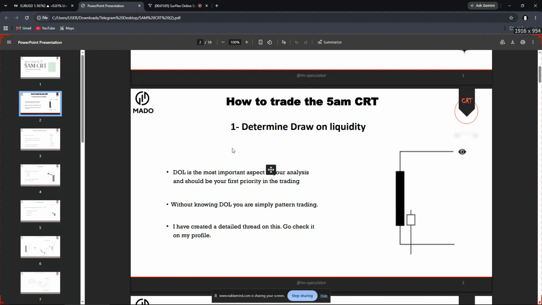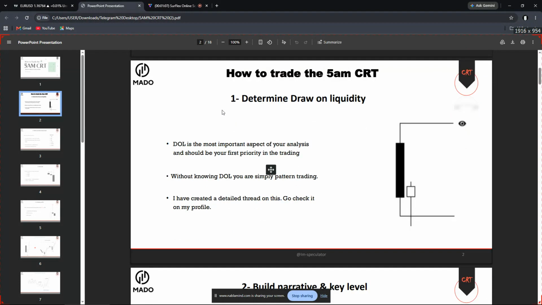Now, this is a guide on how to trade the 5 a.m. CRT. Number one is that when trading the 5 a.m. CRT, we need to understand the draw on liquidity. You are going to ask yourself, is price targeting the buy side liquidity, or is price targeting the sell side liquidity? The moment you understand this, the easier it is for you to trade the 5 a.m. CRT. This is a very simple strategy that, when you apply it on a daily basis, you make money each and every day the setup forms.